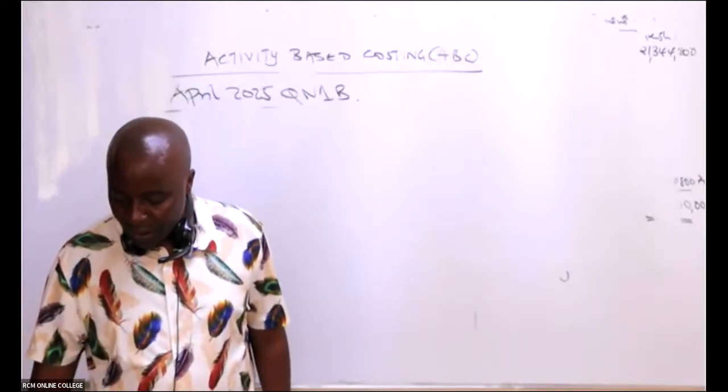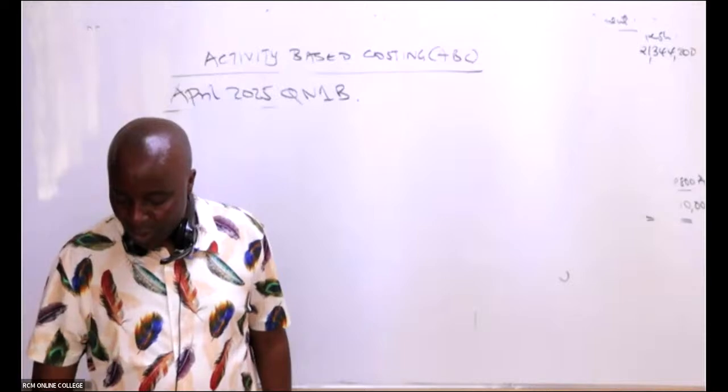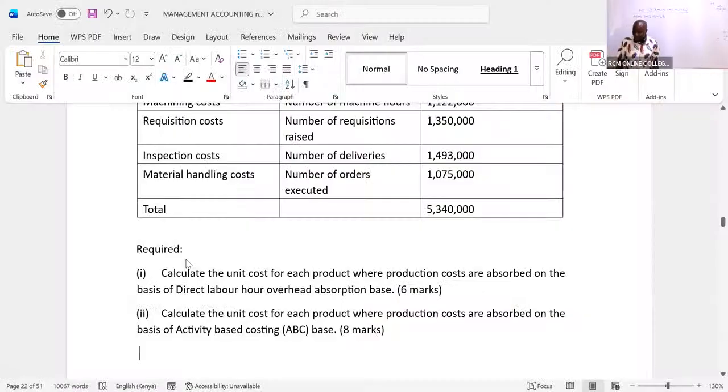So now they want us, ladies and gentlemen, to go and tackle Roman 2. For this Roman 2, they want us to calculate the unit cost for each product, where production costs are absorbed on the basis of ABC, activity-based costing. The first thing that I will do there is to look at cost drivers.